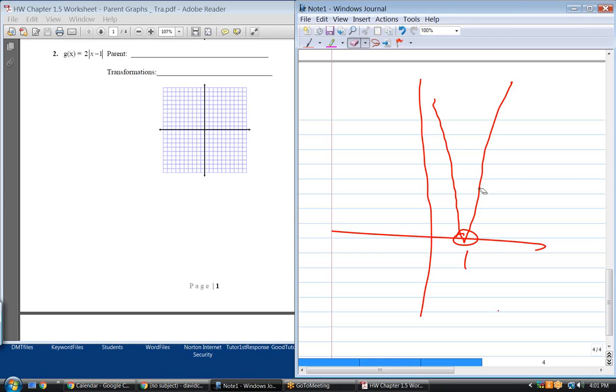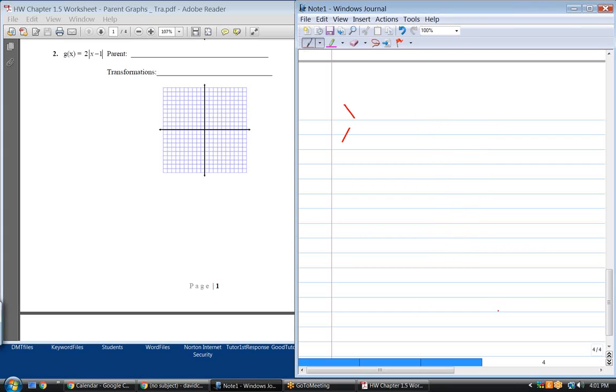Now, one last thing, very, very important. Always do your reflections first. If you don't do them first, you will end up with a wrong-looking graph. If I'm going to graph this, I will get a different looking graph if I do the vertical and the horizontal shifts first and then the reflection. I have to do the reflection first and then do my shifts or stretches.